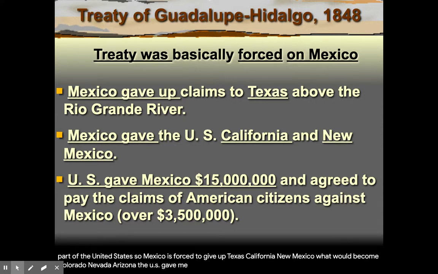The U.S. gave Mexico $15 million and agreed to pay any of the claims against American citizens that were owed to Mexico, which were around $3 million.